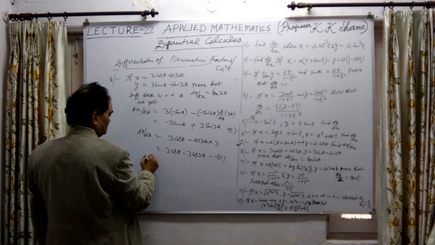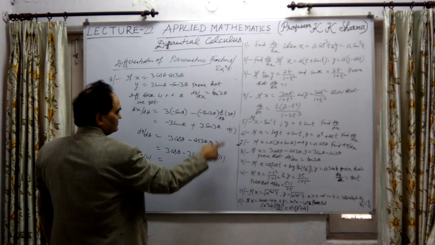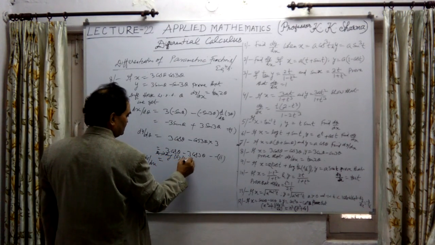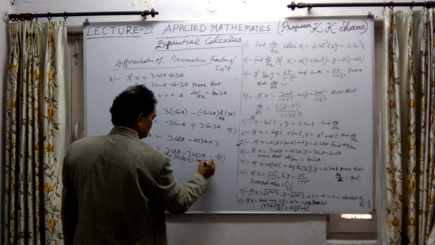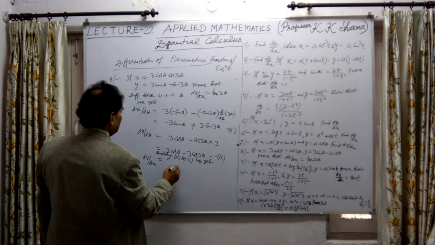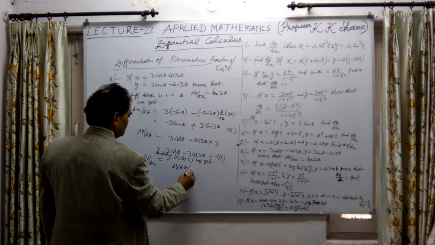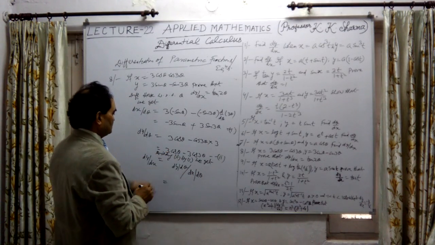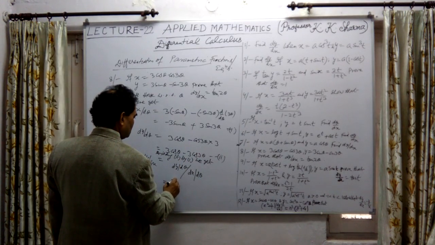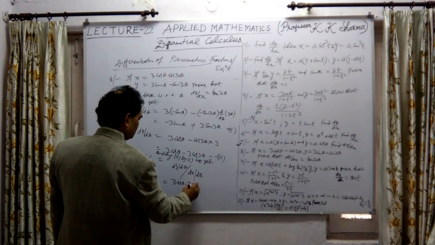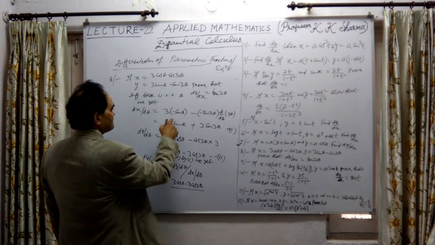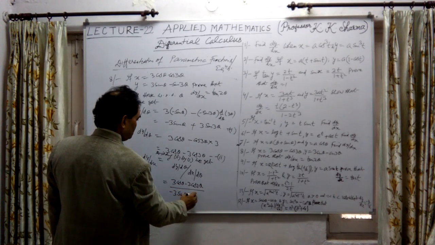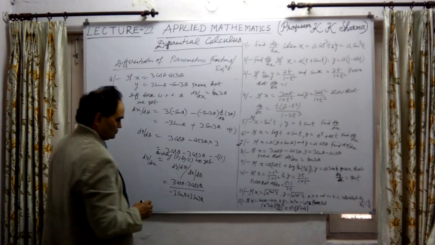So obtaining dy/dx, we divide second by first. We get dy/dx, which is (3 cos θ minus 3 cos 3θ) divided by (minus 3 sin θ plus 3 sin 3θ). So 3 can be cancelled out.